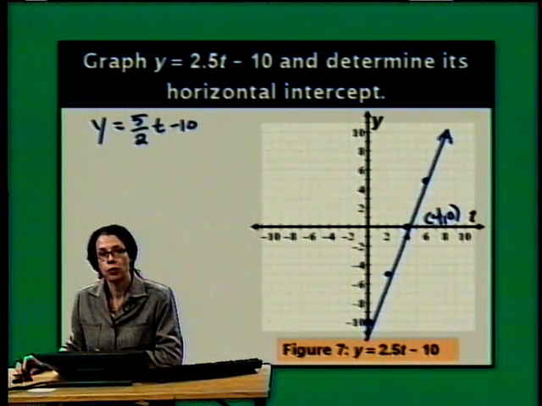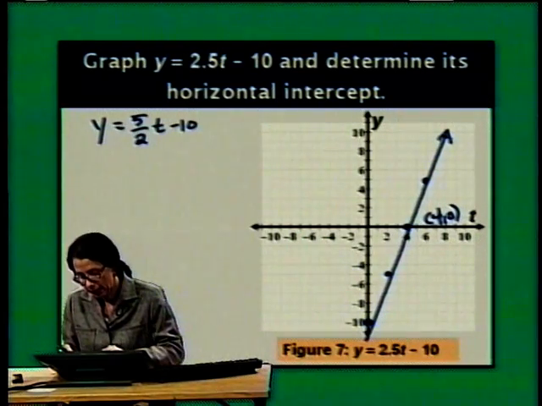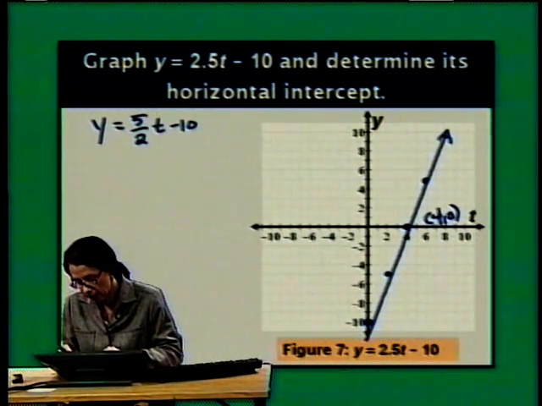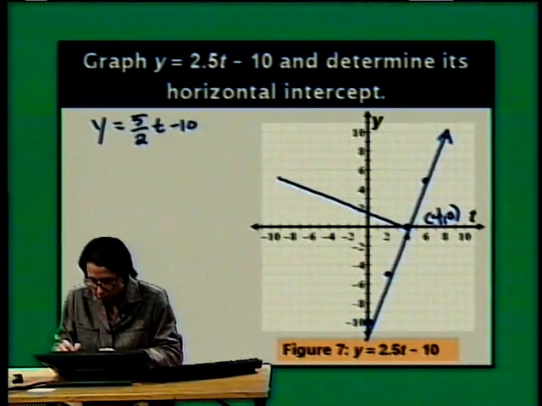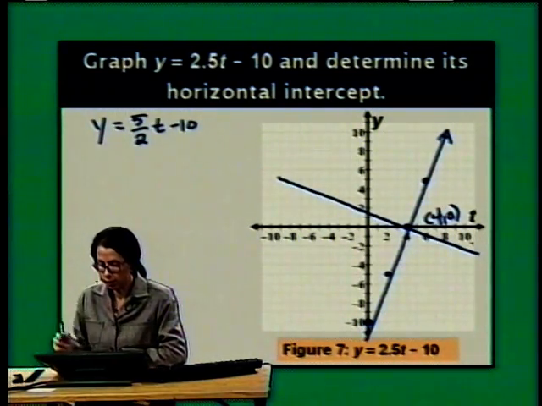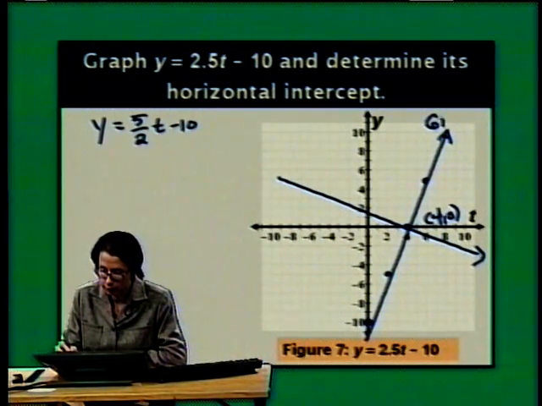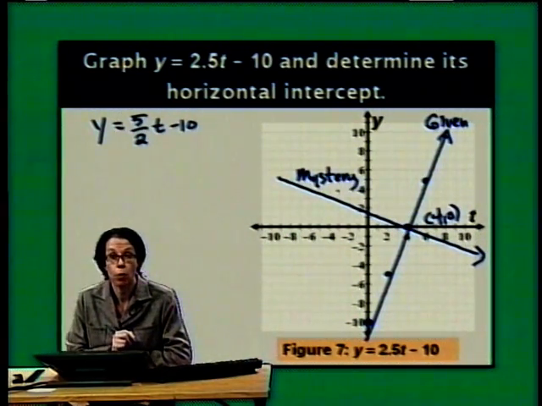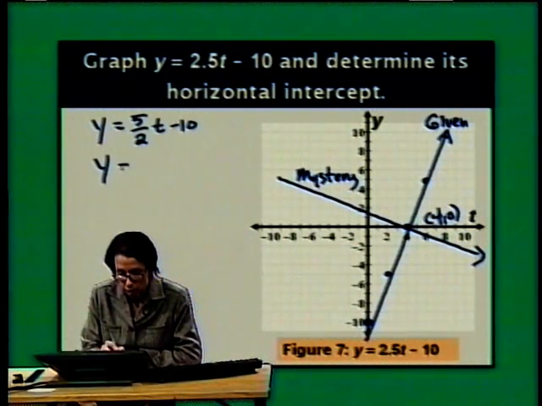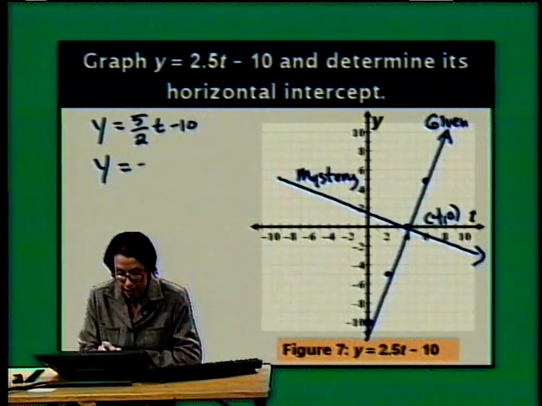So now what I want to do is find an equation that's perpendicular to this line and that intersects it at the horizontal intercept. So I'm looking for the equation of this line. So this is my given line, and this is the line that I'm trying to figure out. So now what do I know about the equation of this line? Well, I know its slope is the opposite reciprocal. So the opposite reciprocal of 5/2 is -2/5.